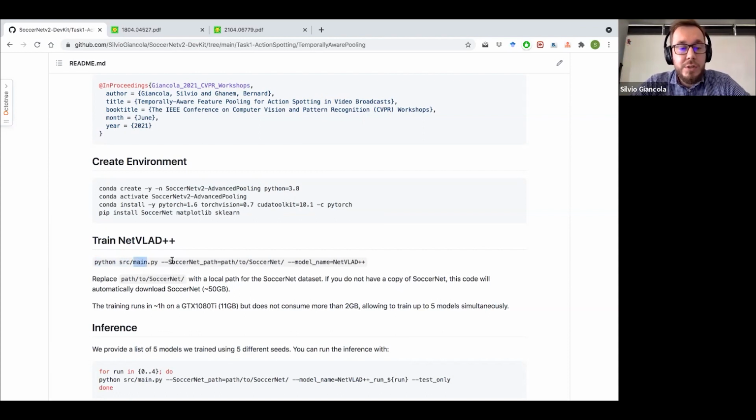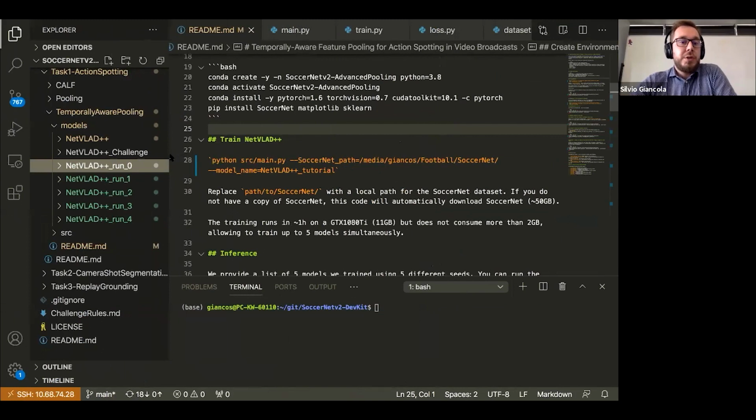Now, the training, and this is what I will launch locally now, is basically very simplistic. We have a main function that has just one parameter, which is the SoccerNet path of your data, which will be downloaded automatically with the SoccerNet pip package. And how do you want that model to be named? So let's go to that code.